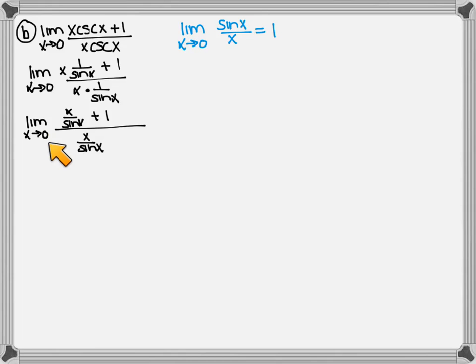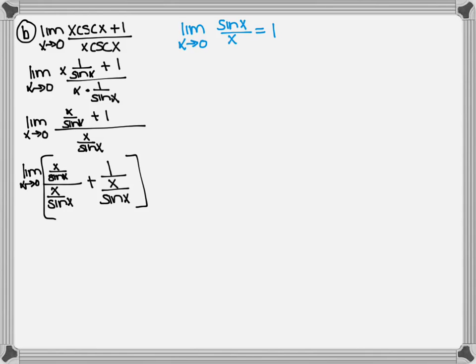So I still can't use the properties of limits here, because x over sine of x is not sine of x over x. So what I'm going to do is more algebraic means. I'm going to separate these into two fractions. And notice that on the first fraction, they're going to cancel out. And then the second fraction is 1 divided by the whole fraction.